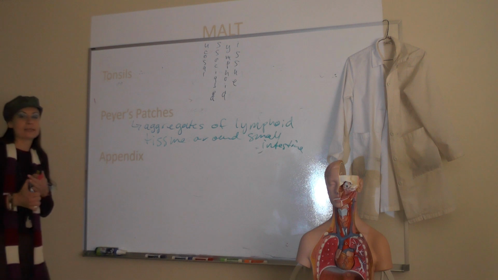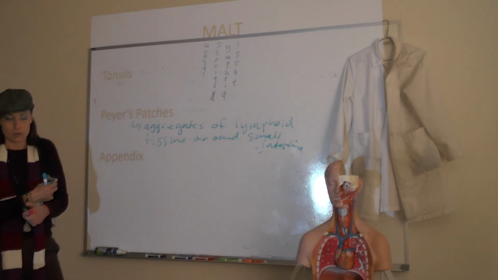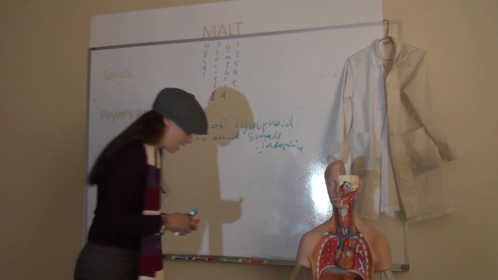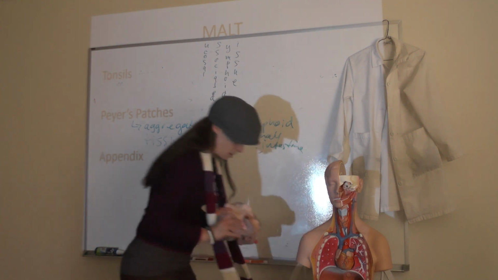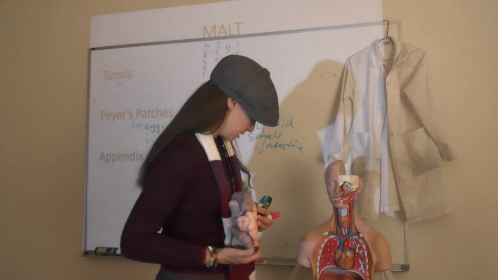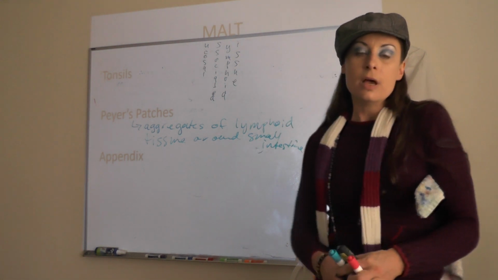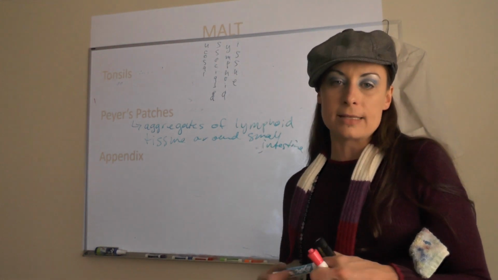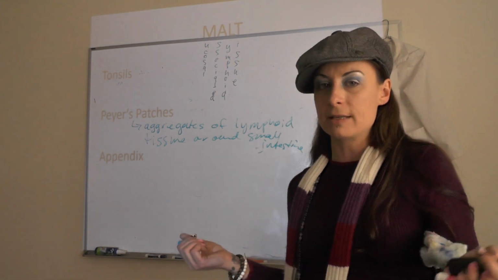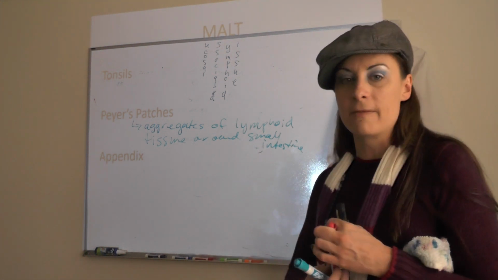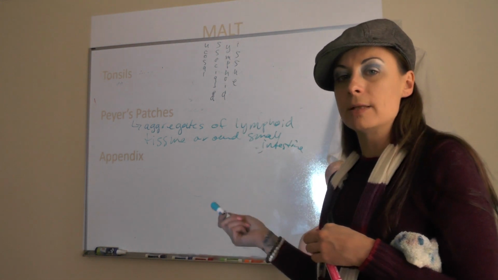Your appendix is actually considered a secondary lymphatic organ. So your appendix hangs off of your large intestine. Your appendix actually stores white blood cells. So in animals that eat grass, it's still a digestive organ, but for us it doesn't really do a whole lot. We consider it a vestigial organ. There are some white blood cells though.